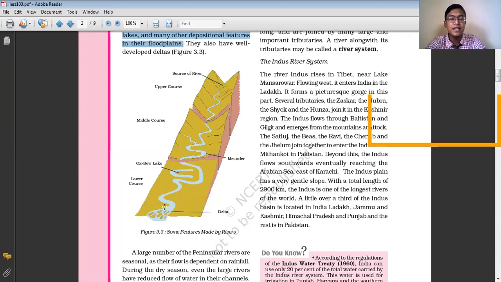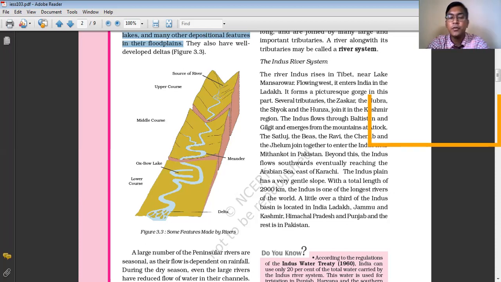So these deltas are mainly formed by the sediments deposited by the rivers before draining into the oceans. Here you can see that the Himalayan rivers flow through three different courses: the upper course, the middle course, and the lower course. In its course, it makes different types of land features, different types of depositional features.